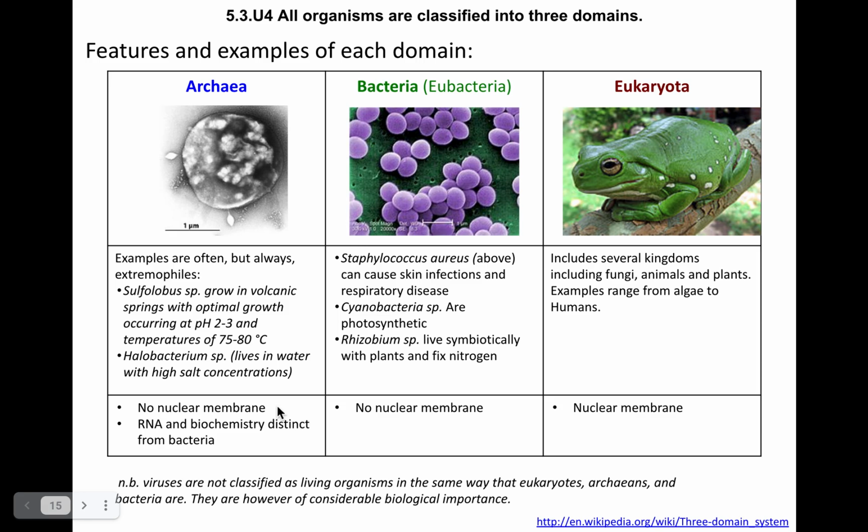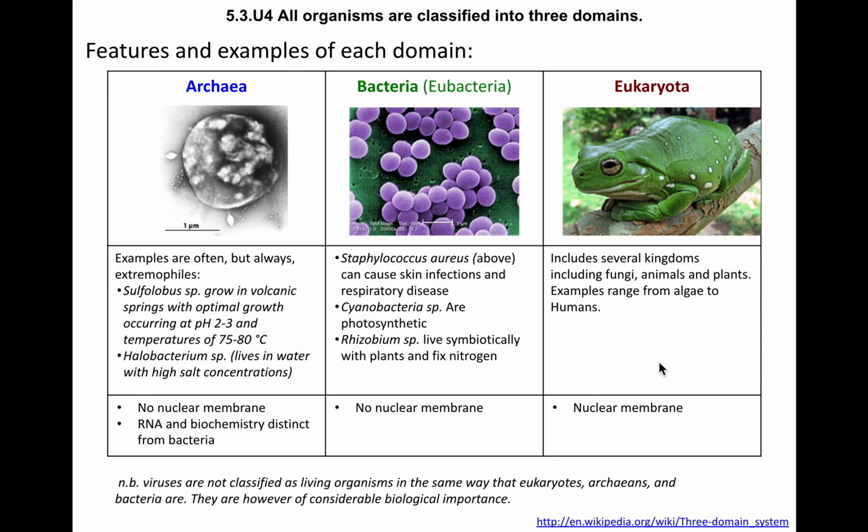They usually have no nuclear membrane because they're prokaryotes. They don't have membrane-bound organelles, and their RNA and biochemistry is distinct from bacteria. Bacteria, regular bacteria, which we call eubacteria, have no nuclear membrane, so they're still considered prokaryotes because they have no membrane-bound organelles. One example could be Staphylococcus aureus, which is the one above, and this can cause skin infections and respiratory disease.